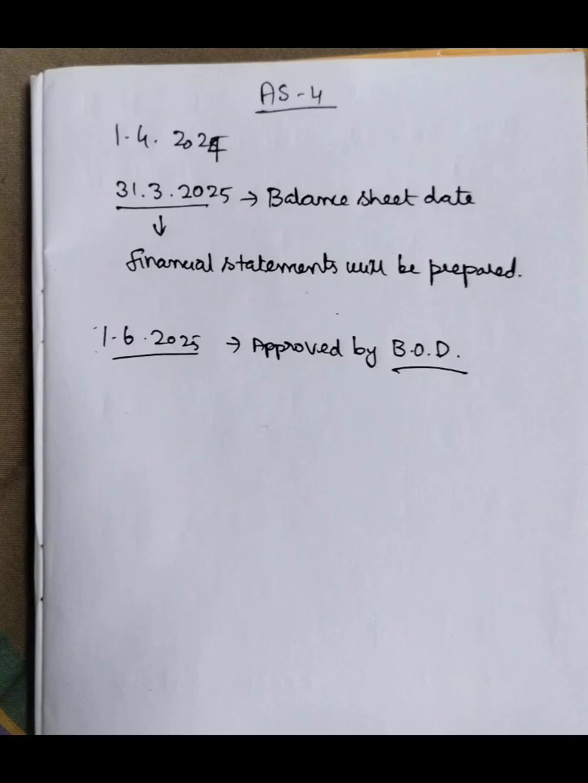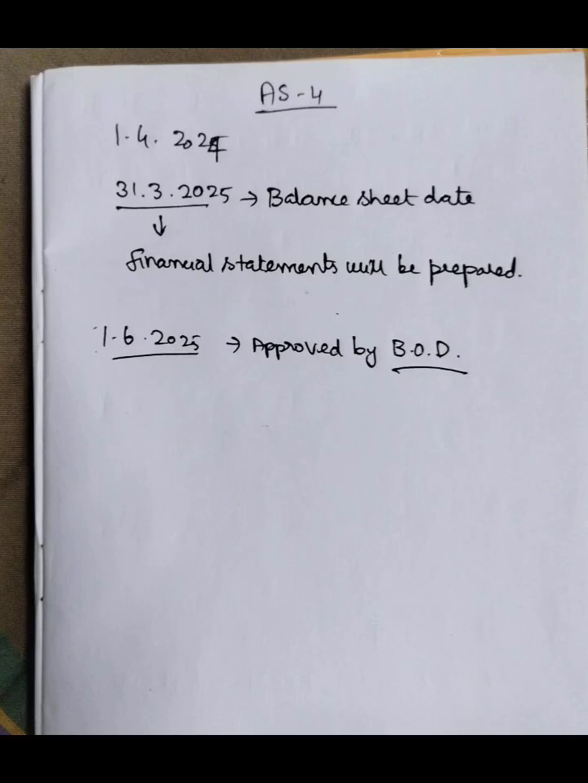Okay, so which events are we going to see in this standard? Events occurring after the balance sheet period and before the financial statements are approved by the board of directors. In between these 2 months or 3 months, if any events occur, whether we need to disclose them in the financial statements or not, that thing only we are going to discuss in this chapter, because during this period any events might occur.